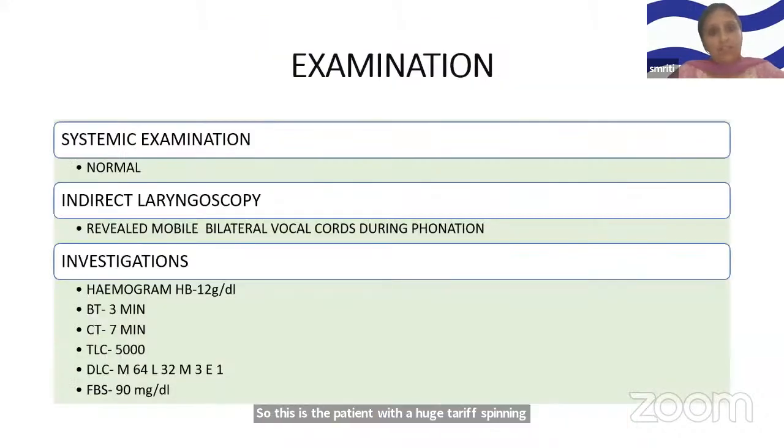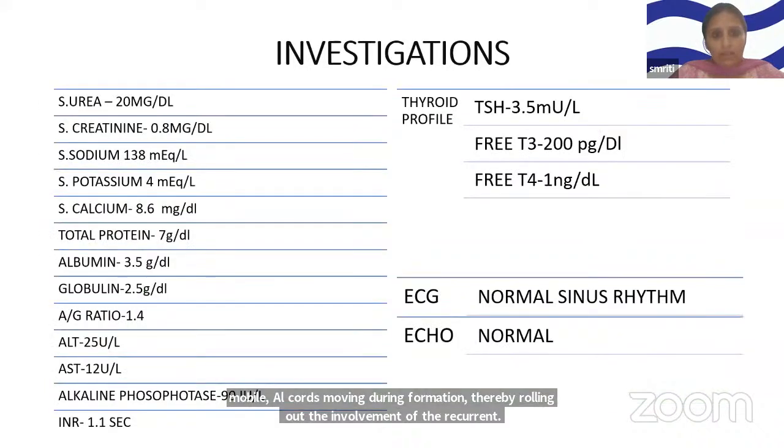On systemic examination, nothing abnormal was detected. The indirect laryngoscopy was done by the ENT team, and it revealed mobile bilateral vocal cords moving during phonation, thereby ruling out the involvement of the recurrent laryngeal nerve. Her hemogram was absolutely normal.